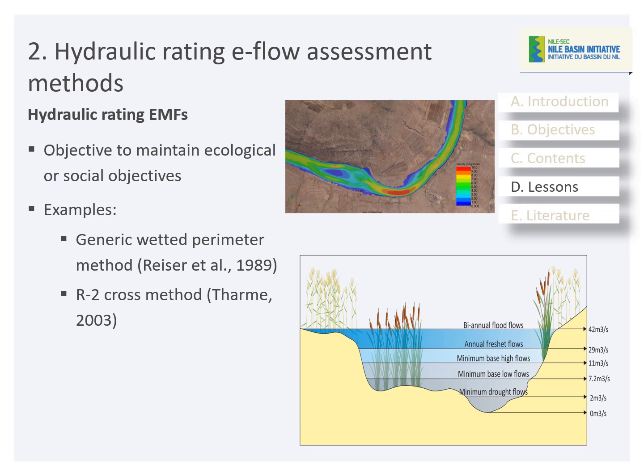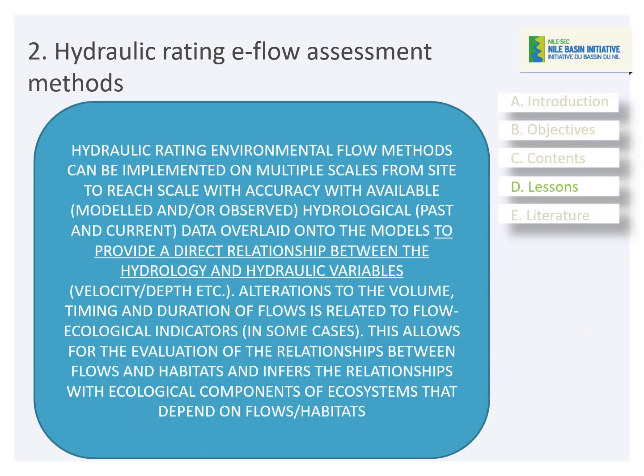The objective is to maintain ecological or social objectives associated with habitat availability. Some examples include the generic wetted perimeter method or R2 cross method, presented by Tharm in 2003. In summary, hydraulic rating environmental flow methods can be implemented on multiple spatial scales, from a site scale to a reach scale, with accuracy, with available modeled and/or observed hydrological past and present data overlaid onto models.